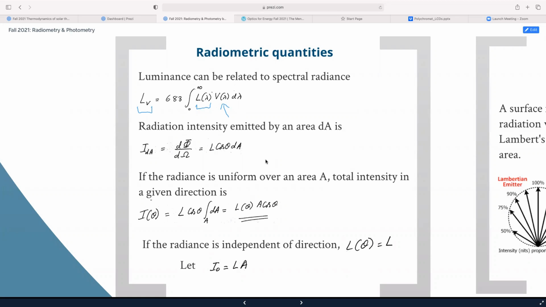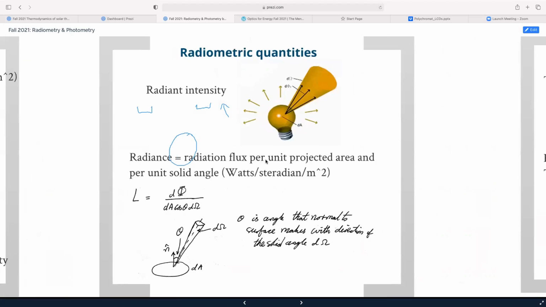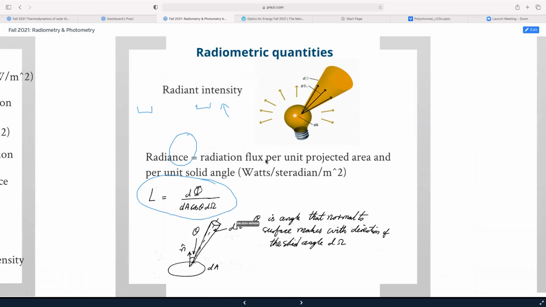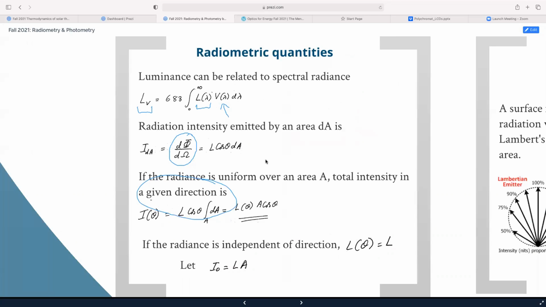Now, the radiation intensity emitted by an area dA is the flux divided by d omega. If I go back here and plug this equation in, I get L cos theta times dA. Now I'm going to assume that the radiance is uniform over the area A, so the place I'm measuring this is very uniform. The total intensity in a given direction is then simple. So if I do the integral over all the angles, I get a very simple expression here. I as a function of angle is now L of theta multiplied by A times cos theta.